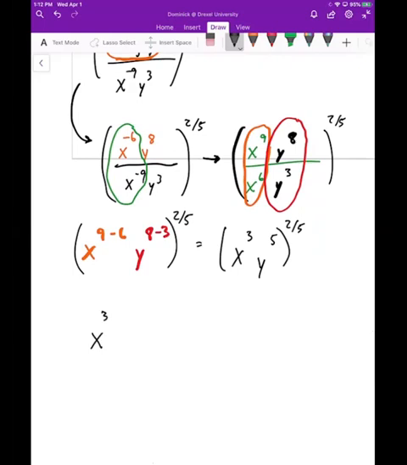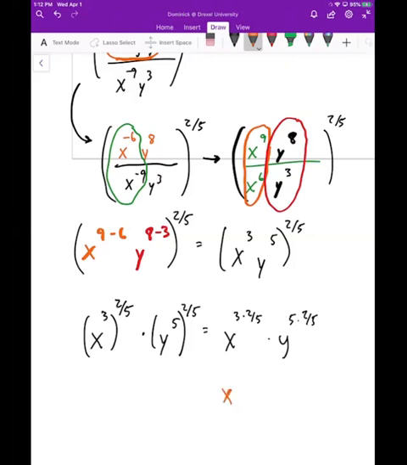Finally, we just have to apply our power to a power rule as well as our product to a power rule. So this is x to the 3rd to the 2/5 times y to the 5th to the 2/5. My x is going to become x to the 3 times 2 over 5, and my y is going to become y to the 5 times 2 over 5. So for my x, I need to multiply there, so I'm going to get x to the 6 over 5. And for my y, the 5s are just going to cancel, and I'm going to get y squared. And we can say that's our final answer.